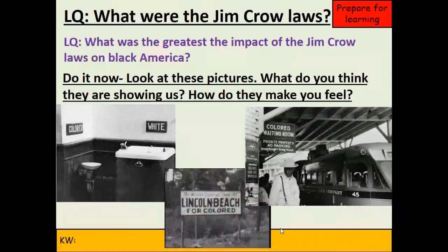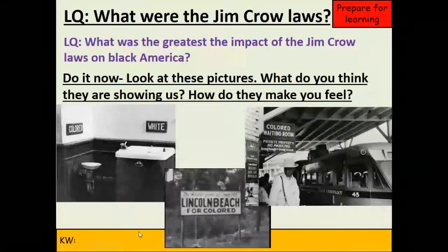What I want you to do to start off with is to have a look at these photographs. What are they showing and how do they make you feel? I'm going to give you a second to pause the screen and then I will go through and tell you how I feel. What I think is going on might not necessarily be how you feel, or you might agree with me. So pause the screen, have a look, and then we will come back and have a look through these.